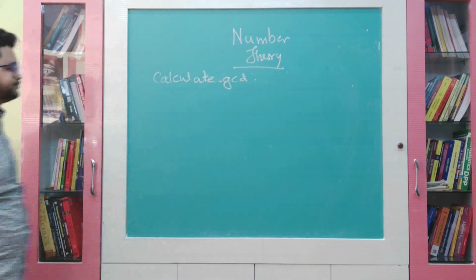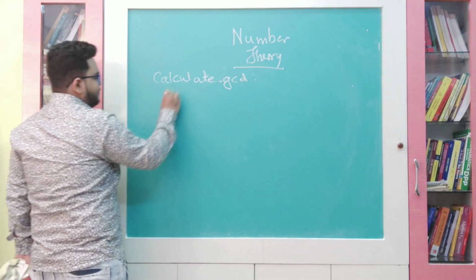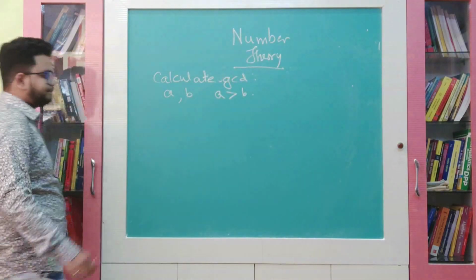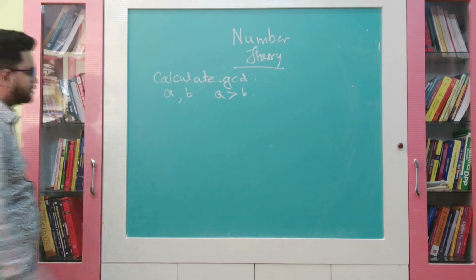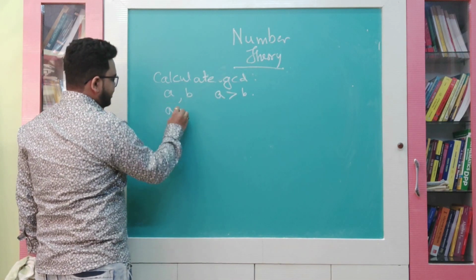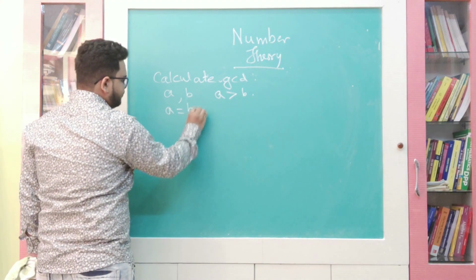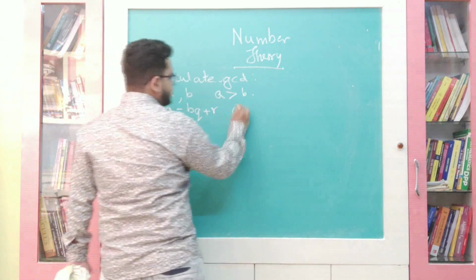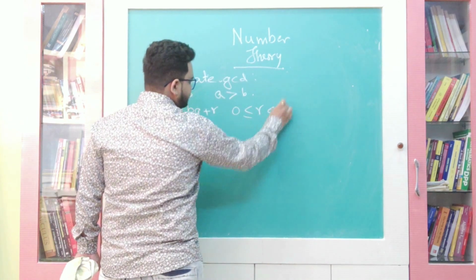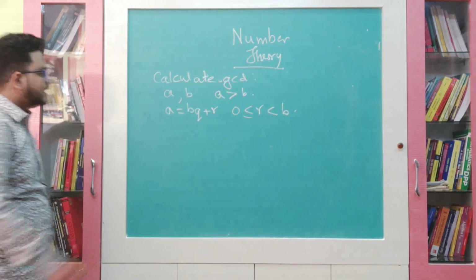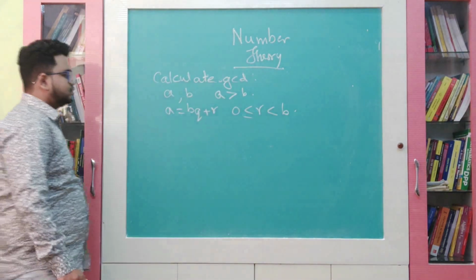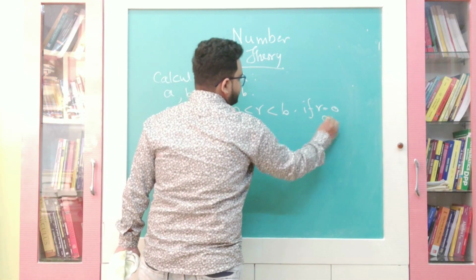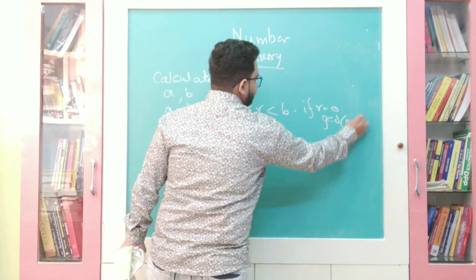Calculate GCD. Suppose A, B are two numbers and A is greater than B, right? Then A equals BQ plus R by the division algorithm, where 0 is less than or equal to R, which is less than B. If R equals 0, then GCD of A, B is B.